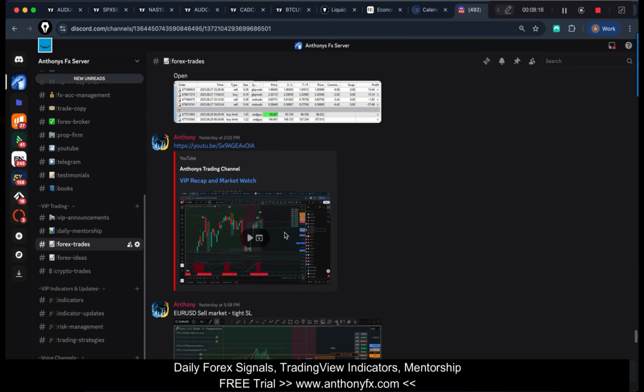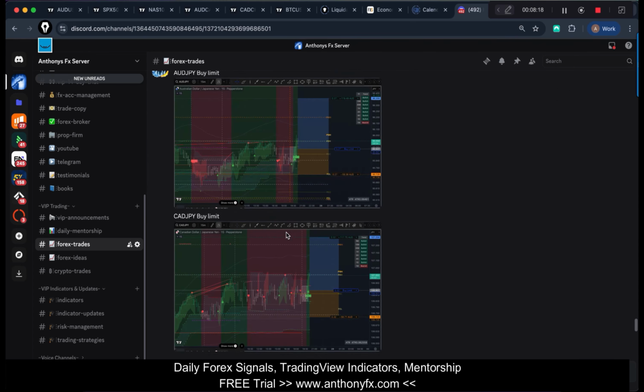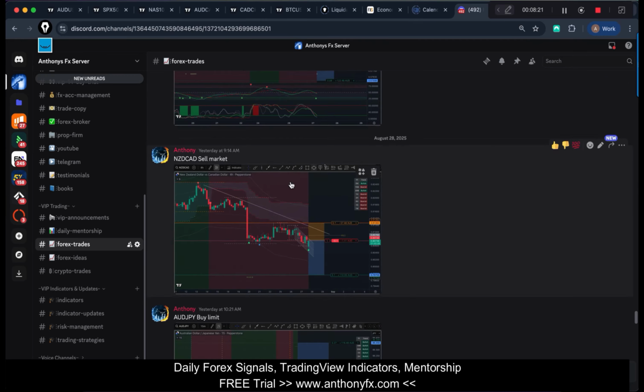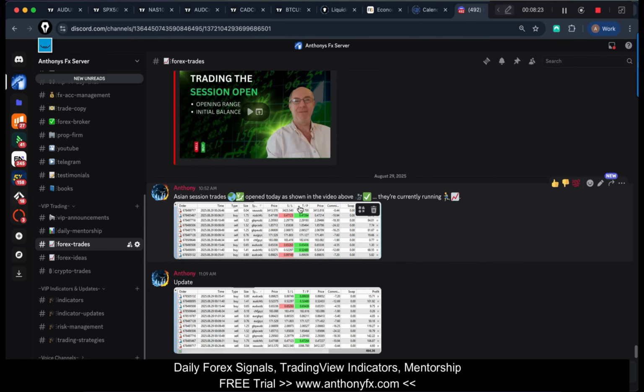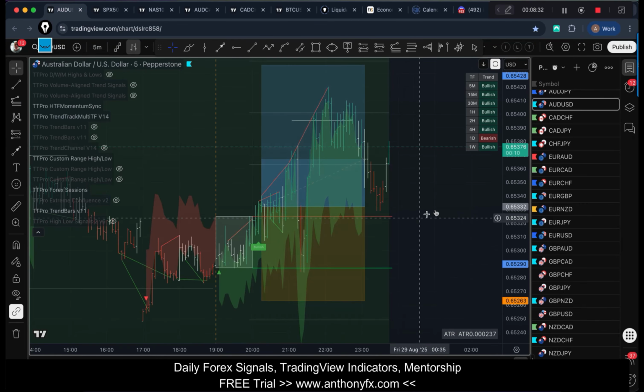I generally place my trades in here so you can see what I'm trading in real time. But these ones go into Telegram. I'm not going to screenshot every single trade. I didn't screenshot these this morning because I just really wanted to focus.